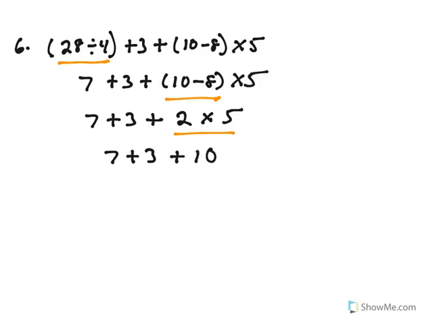And then now you can clear all the addition from left to right. So 7 plus 3 is 10. We're going to add 10 and get our final answer to be 20. Okay? So these are just some examples of how to do that order of operations.